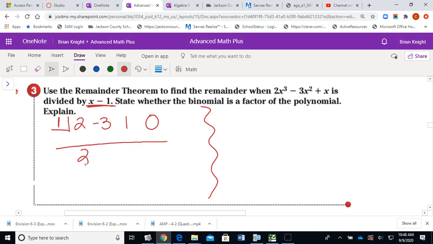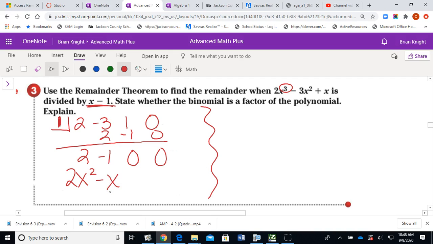1 times 2 is 2. Add these up. You get negative 1. 1 times negative 1 is negative 1. Add those up. You get 0. 1 times 0 is 0. 0 plus 0 is 0. So what was my biggest exponent up here? 3. So we get 2x squared minus x. Do I have to put anything else?